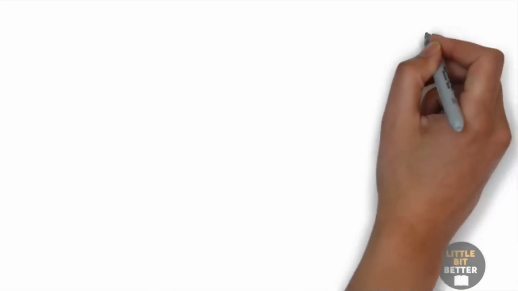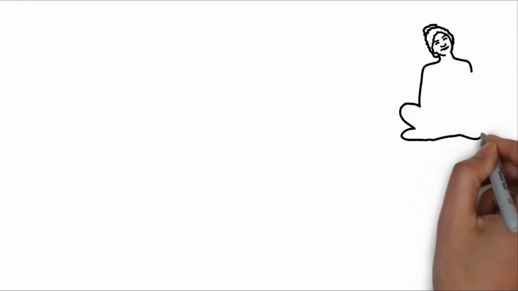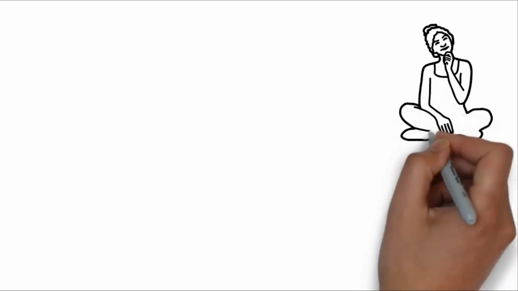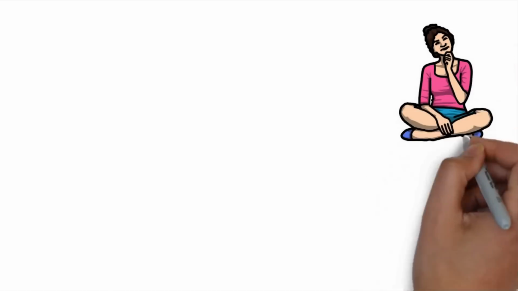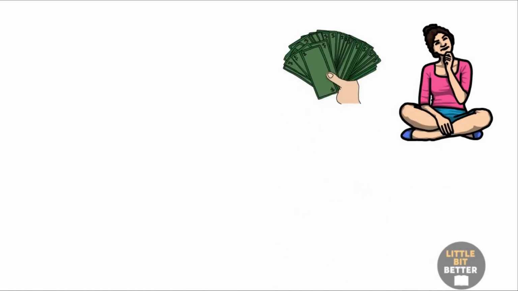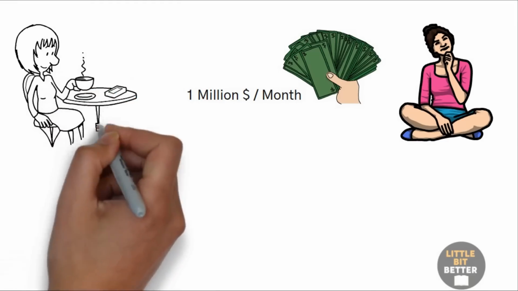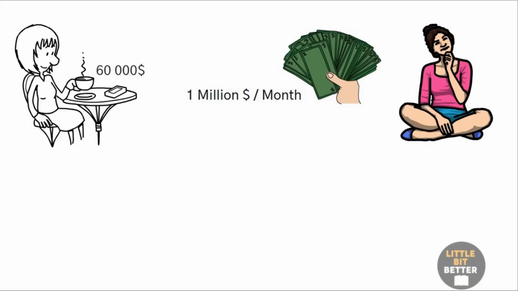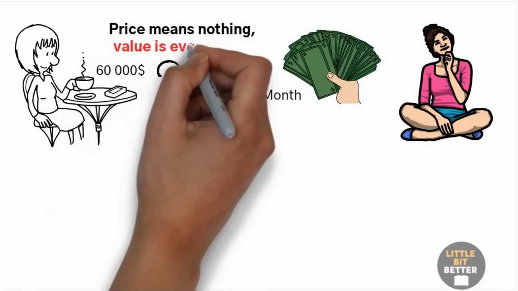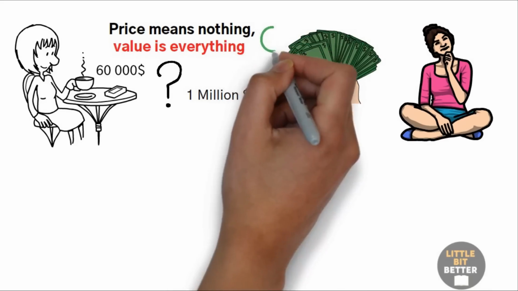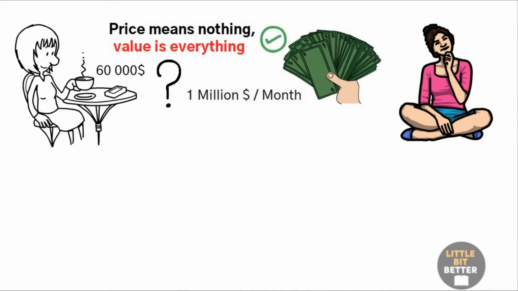If the above example wasn't clear enough to understand, then imagine that I offer you $1 million per month in order to come and work in my company. It sounds amazing, right? $1 million per month. Well, what if you find out that 1 cup of coffee costs $60,000? How about now? Does it still sound like it's a great salary? Probably not. This is why price means nothing. Value is everything. This is one of the most important lessons that an investor needs to understand.